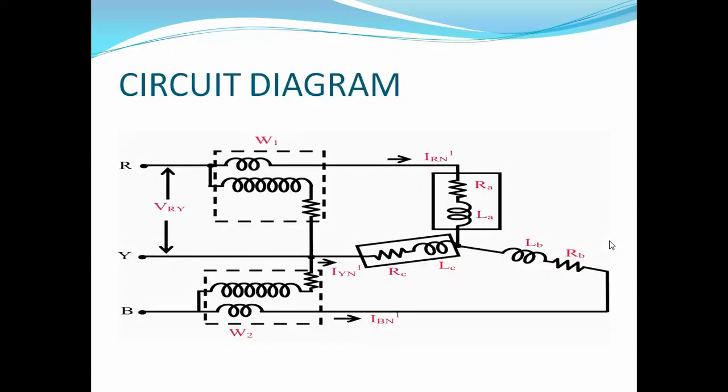Now this is the circuit diagram. This part is called a wattmeter and this is also a wattmeter. The current coil is connected in series and the pressure coil is connected in parallel, and the two pressure coils are connected to a common phase, that is the Y phase, and this is the load which is connected in star form.